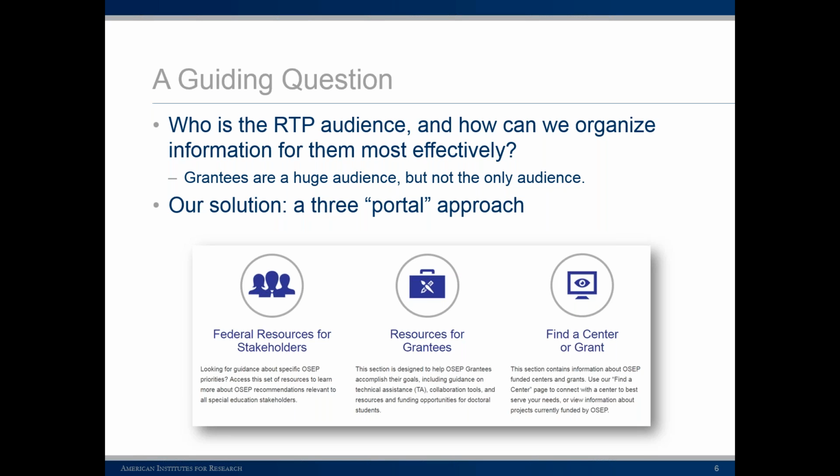The federal resources for stakeholders includes general information about OSEP priorities. It's relevant to all special education stakeholders. The resources for grantees is a little more specialized, talking about information that particularly pertains to grantees. And the Find a Center or Grant portion of the site has information pulled out that we thought many people wanted to find quickly when they come to OSEP RTP, which is finding a center to help them with their needs or to find information about a particular grant.